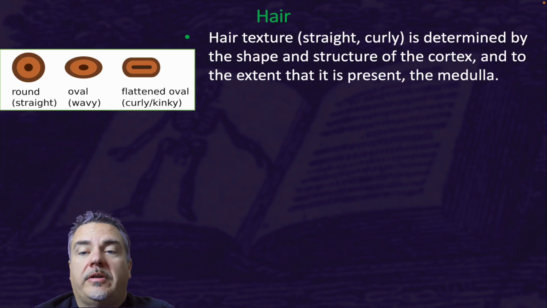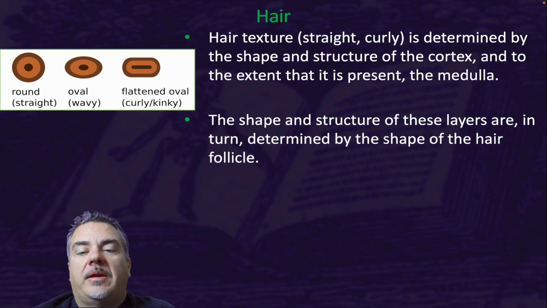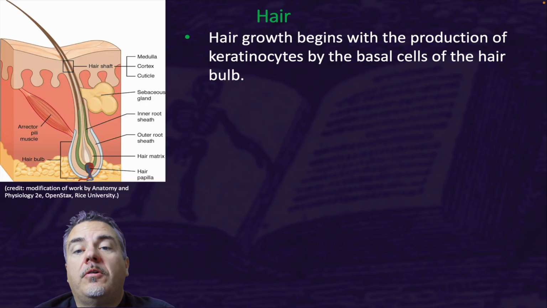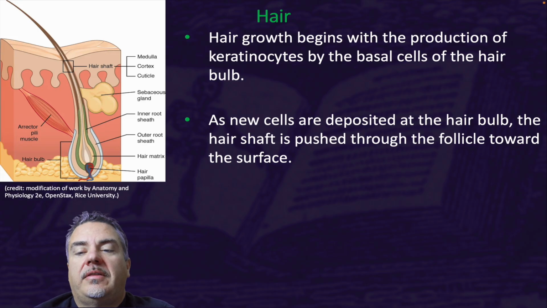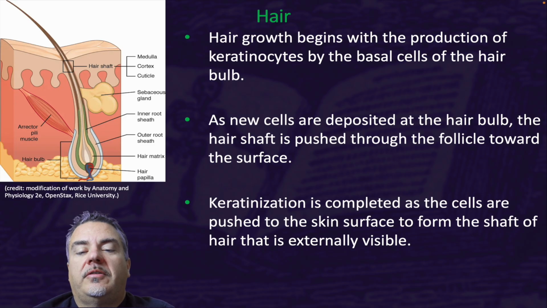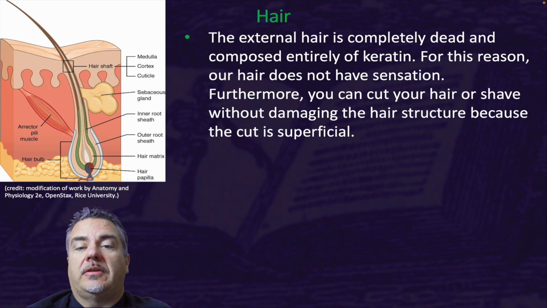Hair texture, straight or curly, is determined by the shape and structure of the cortex and, to the extent that it is present, the medulla. The shape and structure of these layers are in turn determined by the shape of the hair follicle. Hair growth begins with the production of keratinocytes by the basal cells of the hair bulb. As new cells are deposited at the hair bulb, the hair shaft is pushed through the follicle towards the surface. Keratinization is completed as the cells are pushed to the skin's surface to form the shaft of the hair that is externally visible. The external hair is completely dead and composed entirely of keratin.